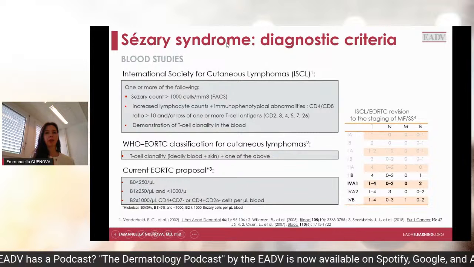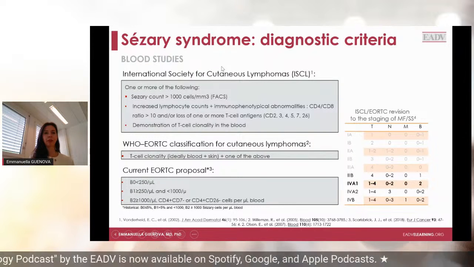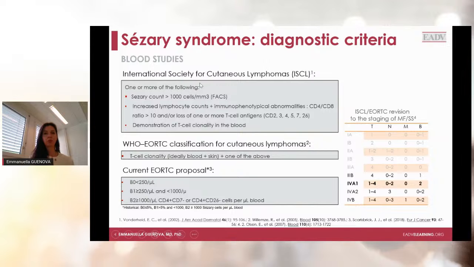And I would like to show you the currently existing criteria for Sézary syndrome diagnosis, which is, of course, suspected clinically by the classical triad of erythroderma, lymph node involvement, itching, and blood involvement. But for the blood involvement, we need flow cytometrical diagnosis. And here are the criteria.